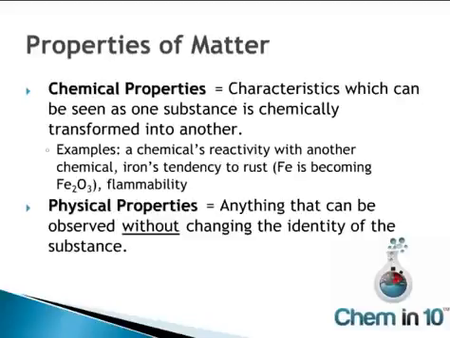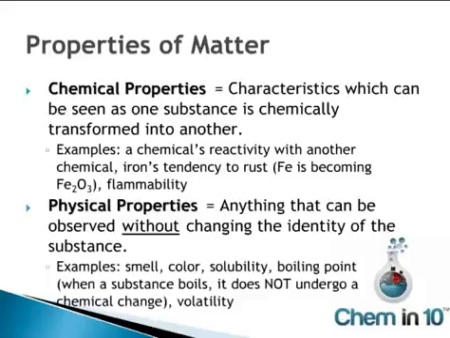These are all chemical properties which can only be seen as a substance is chemically transformed into another. Physical properties, on the other hand, are properties that can be observed without changing the identity of the substance. For example, smell, color, solubility, boiling point, and volatility. These are all physical properties that you can observe without changing the identity of the substance.